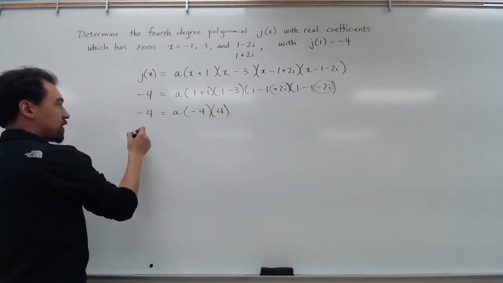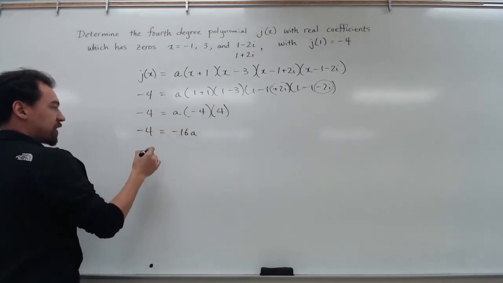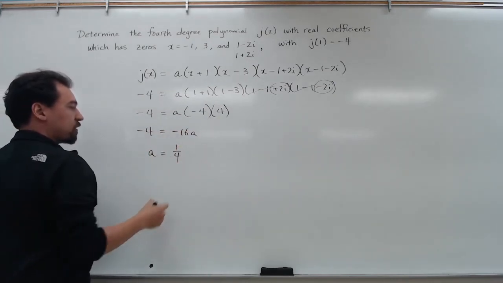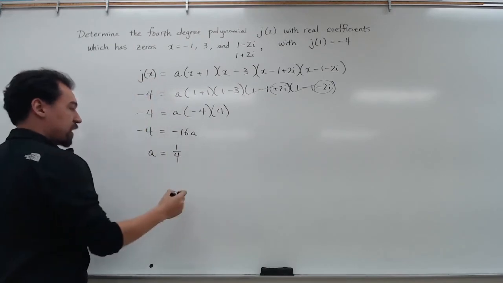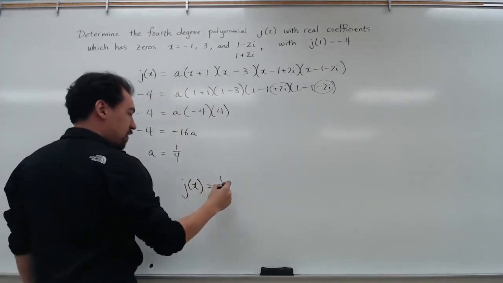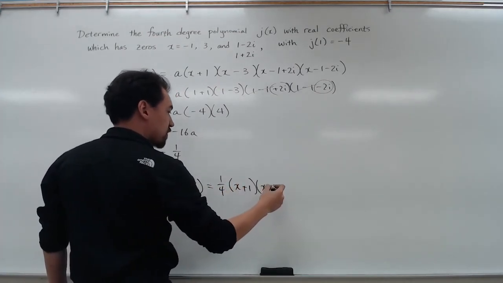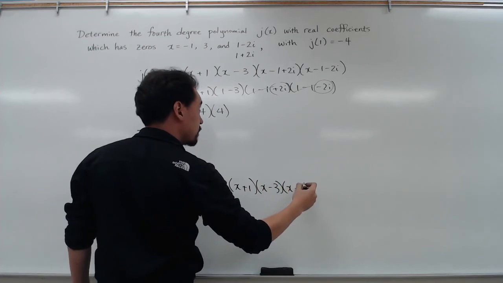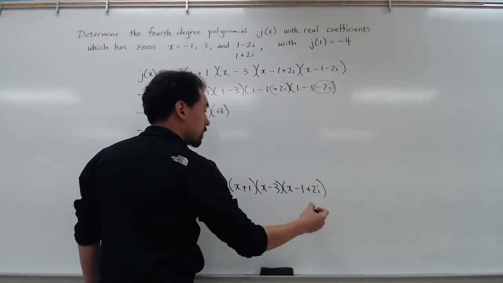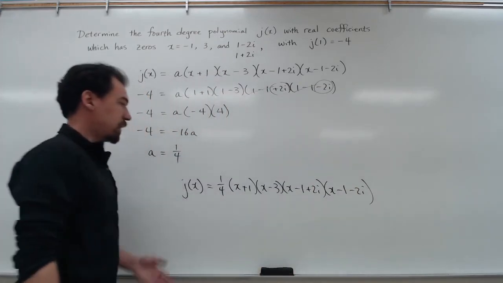So then I just say, oh, this is -4 is equal to -16a. Divide the -16 over, I get a is equal to 1/4. From there, I can just say j of x equals the 1/4 that I needed to know, and then the rest is just writing out the linear factorization. There we have it.